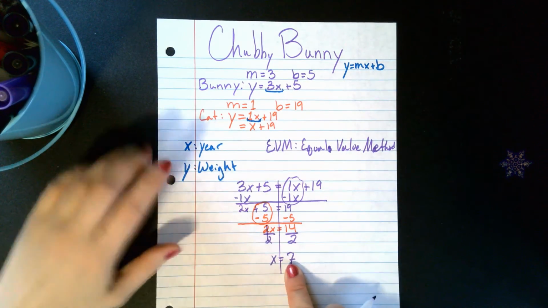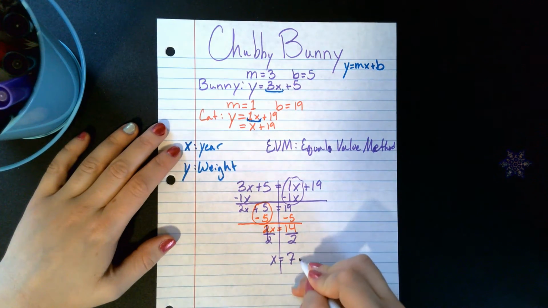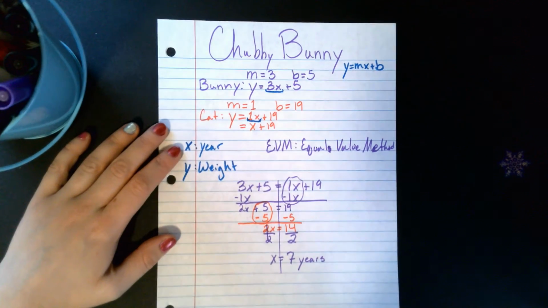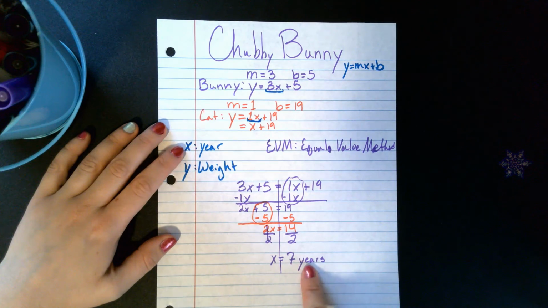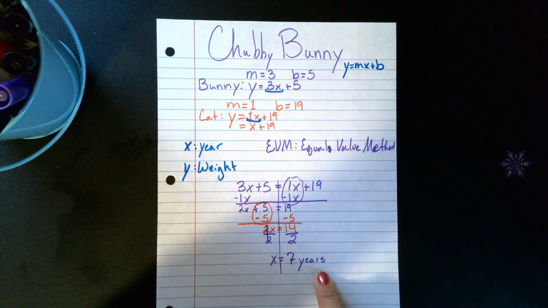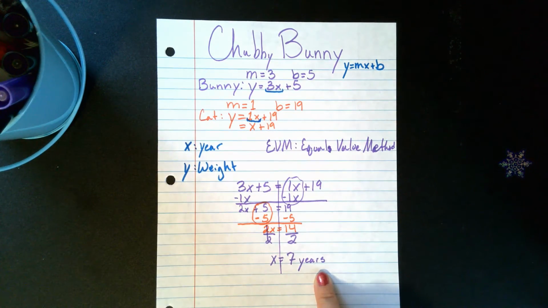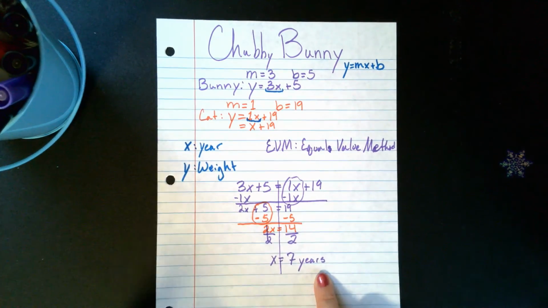And in this case, because we know x equals years, we know that 1x equals 7 years. It's really important that you know what x equals, so that you can put those kind of units there. So we've answered the problem. The bunny and the cat will weigh the same amount in 7 years.